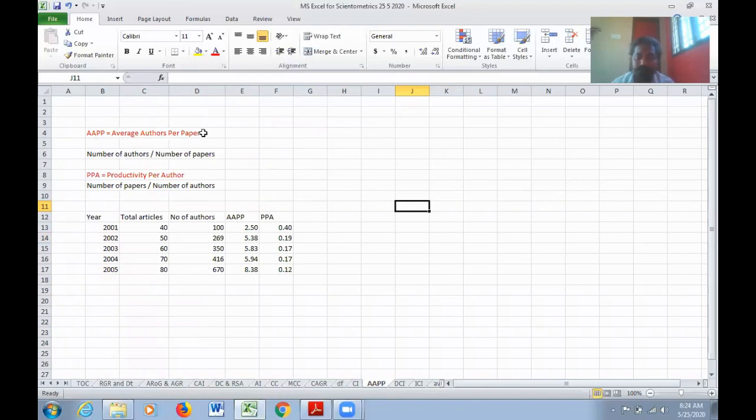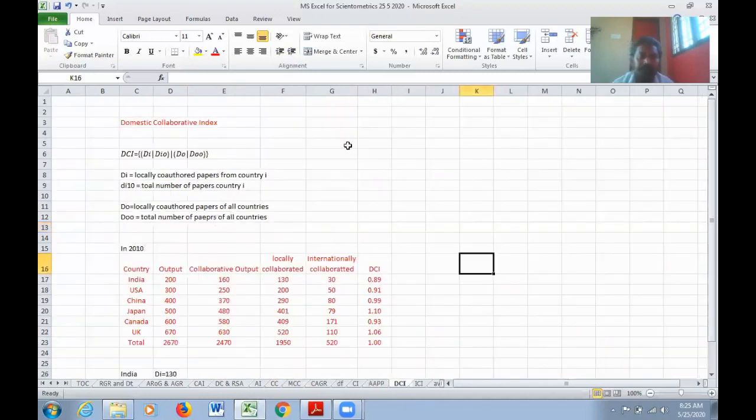AAPP, average authors per paper, number of authors divided by number of papers, and productivity per author, number of papers divided by number of authors. For example, D13 tells you number of authors divided by number of papers, and C13 tells you number of articles divided by number of authors. So on an average, we have 2.5 authors per paper. Here, on an average, we have 0.40 papers per author. So this is very simple to calculate: average authors per paper and productivity per author.